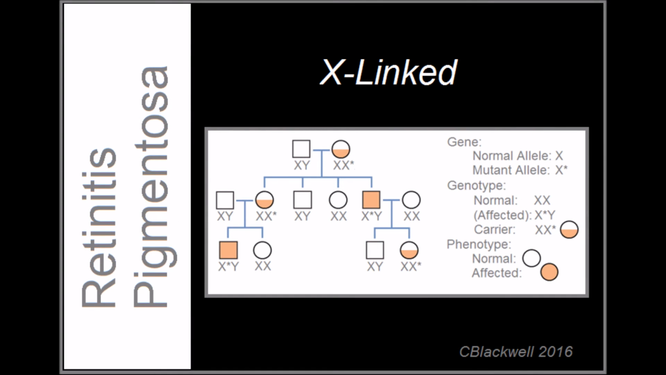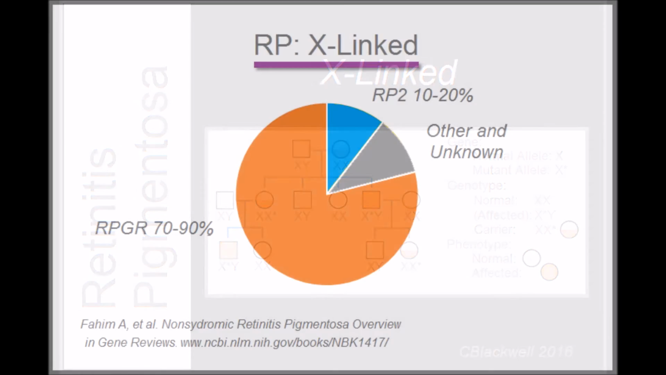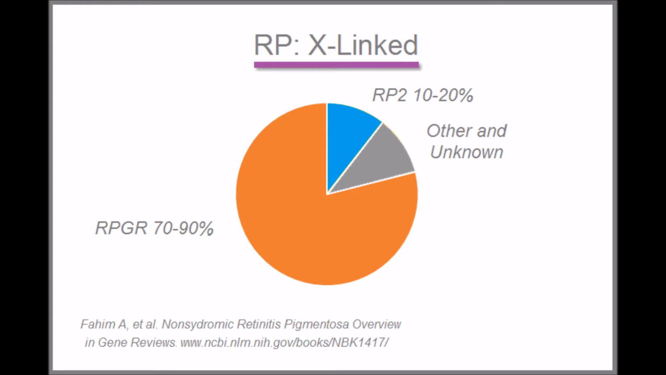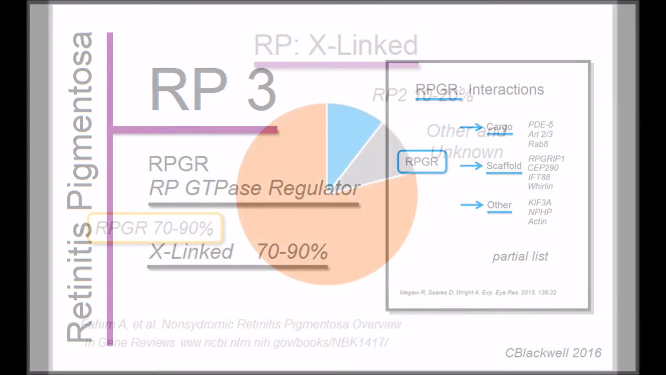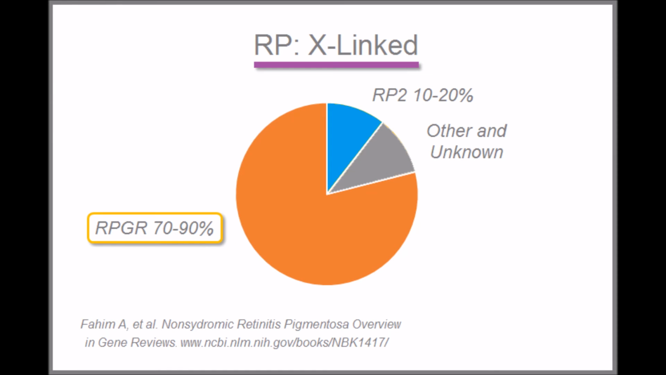X-linked versions come in 2 main types, RP2 and RPGR. RPGR, or Retinitis Pigmentosa GTPase Regulator. Mutations in this gene are by far the most common cause of X-linked RP, accounting for about 3/4 of the cases.